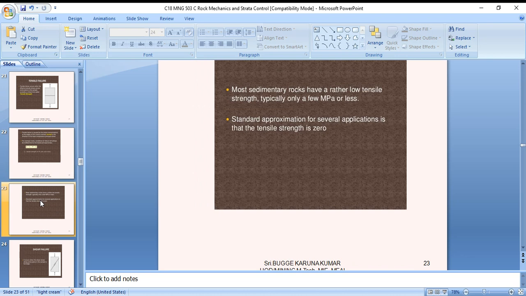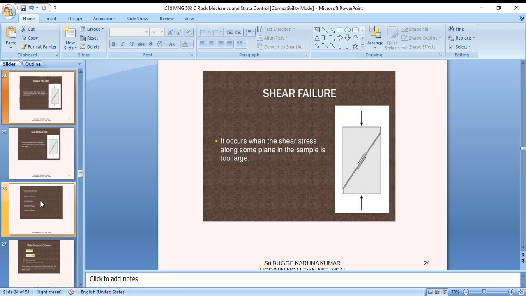Also, most sedimentary rocks have rather low tensile strength, typically only a few megapascals or less. A standard approximation for several applications is that the tensile strength is zero. Shear failure occurs when the shear stress along some plane in the sample is too large. When a force is acting like this, the failure is like this. So this is shear failure.